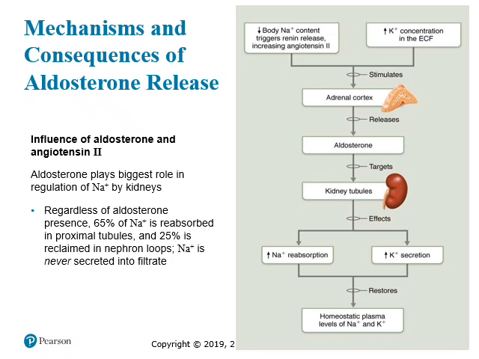We're looking at the influence of aldosterone and angiotensin. Aldosterone plays the biggest role in the regulation of sodium ion by the kidneys. Regardless of aldosterone presence, 65% of sodium is absorbed in the proximal convoluted tubules, and 25% is reclaimed in the loops of Henle. Sodium is never secreted into the filtrate.